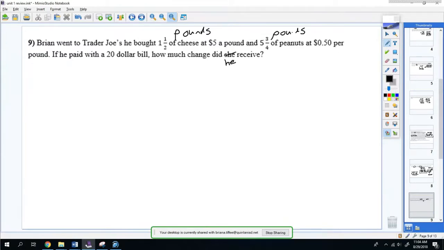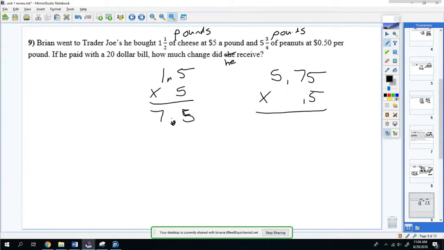So you're going to take 1.5 pounds and multiply it by $5, so it comes out to $7.50. Then I'm going to take the peanuts, which is 5 3/4, so 5.75 times 50 cents. When you do that, it'll come out to 2.875, and I round it up to 2.88.